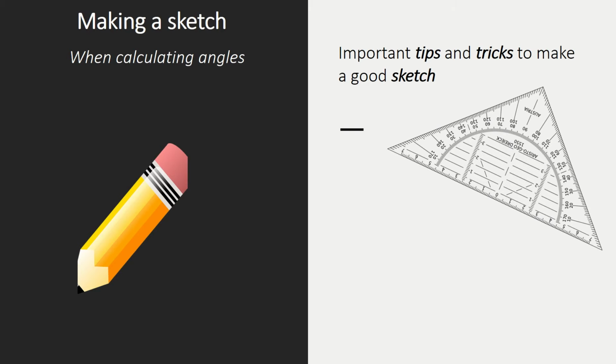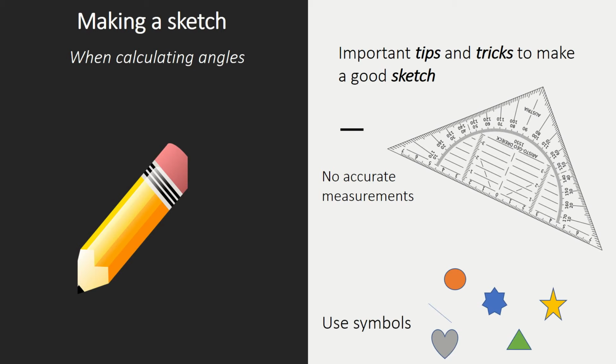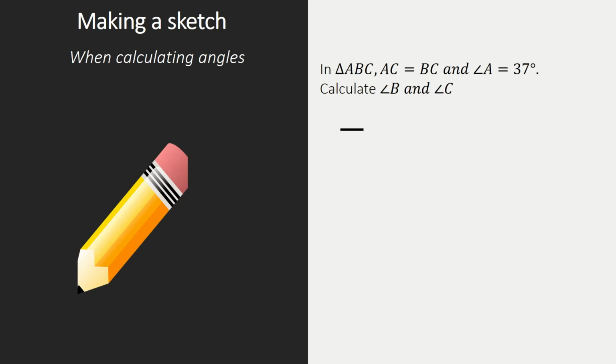When making a good sketch, it's not really important to have a look at the measurements, so it does not need to be accurate. Please use symbols in your sketch, because those symbols can tell me and can tell you if something is equal or not. Let's have a look at some examples.